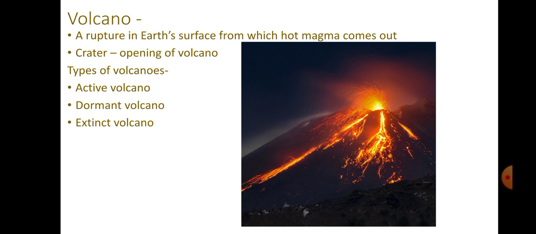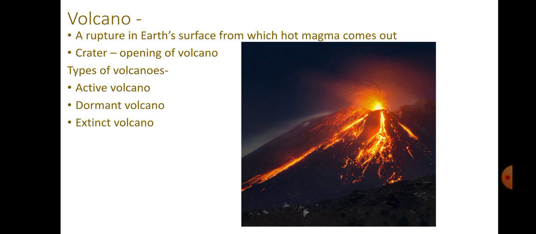Our next one is volcano. What is a volcano? A rupture in Earth's surface from which hot magma, that is a mixture of molten rocks and gases, comes out, is called a volcano. The opening of a volcano is known as the crater. Hot ashes, steam, rocks and magma force their way out on the earth's surface. When magma comes out of the earth's surface, it is known as lava.